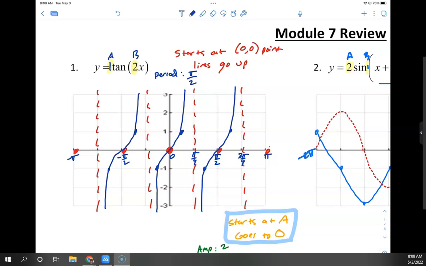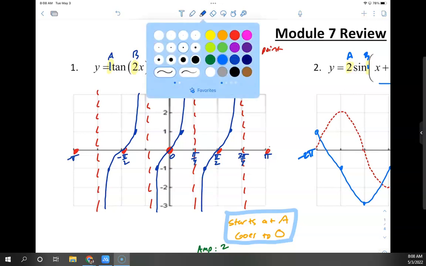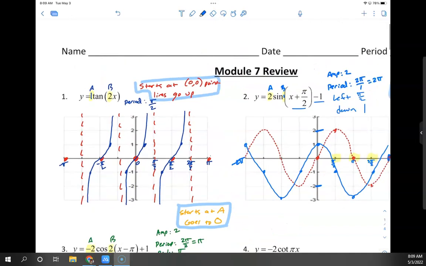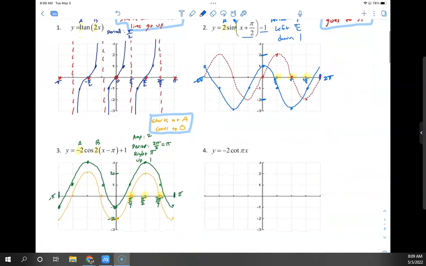And there's my beautiful tangent graph. As long as you got a couple, 2 or 3 of them, it's fine. Alright, so the thing that we're memorizing for this one is starts at 0 and the lines go up. Okay, let's look at cotangent.